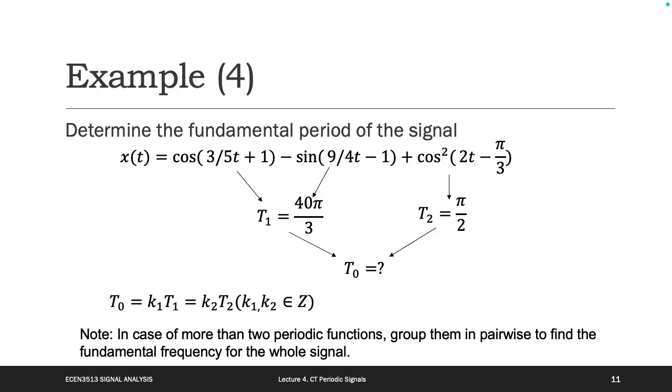And then what is Q1? You can see this is the simplest one. So which means P1 equals what? 3, and P2 equals what? 18, all right? So then we can find T0 equals K1 times T1, where K1 is 3 and T1 is 40 pi over 3, am I right? So it will be 40 pi. That makes sense to you? So the fundamental period should be 40 pi. That makes sense to you?